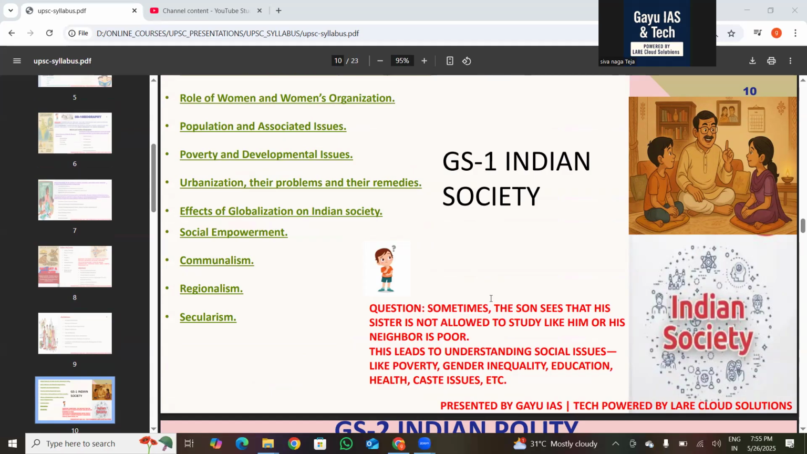The mnemonic is: Society's fabric is woven with diversity, knotted by inequality, empowered by women, strained by population, tangled in cities, colored by globalization, strengthened by empowerment, burned by communalism, stretched by regionalism, stitched by secularism. Once again, in this mnemonic the whole syllabus is covered. Please listen carefully. Society's fabric is woven with diversity, knotted by inequality, empowered by women, strained by population, tangled in cities, colored by globalization, strengthened by empowerment, burned by communalism, stretched by regionalism, stitched by secularism. We'll decode this mnemonic later.